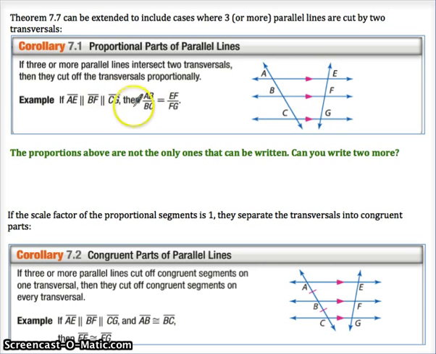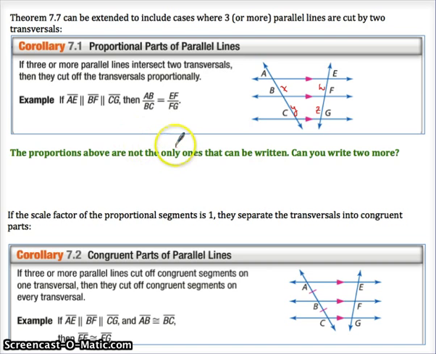So if all these are parallel, then the ratio of this part to this part is going to equal the ratio of this part to this part. X over Y is going to equal W over Z. It kind of looks like a little proportion the way it's written here with a fraction bar and everything. So that's pretty easy to remember, especially if it's horizontal parallels like this.